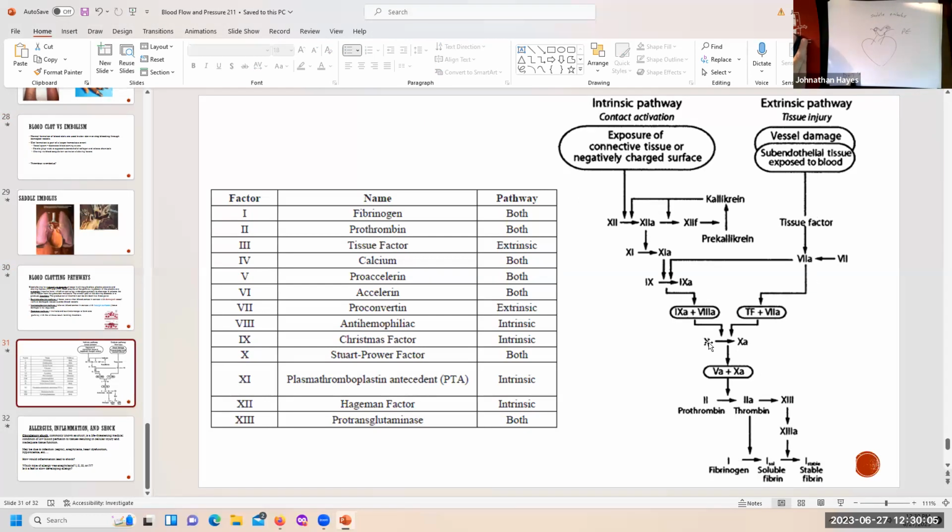So extrinsic pathway, tissue damage, tissue injury gives it away. So if you get asked a question about it, look for the word damage or injury. That will start the extrinsic pathway. Intrinsic pathway is when blood leaves a vessel and comes in contact with collagen, which is going to be foreign to blood because it's normally just seen in endothelial cells.